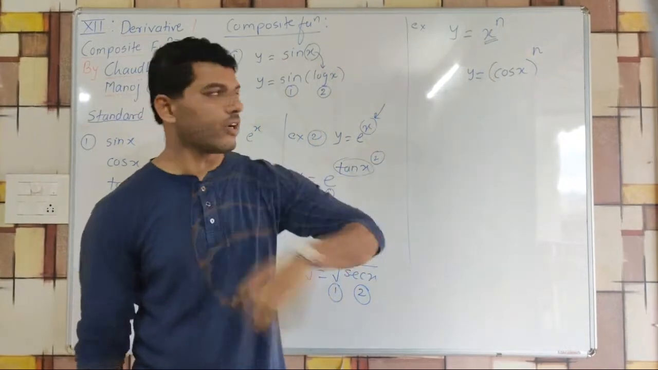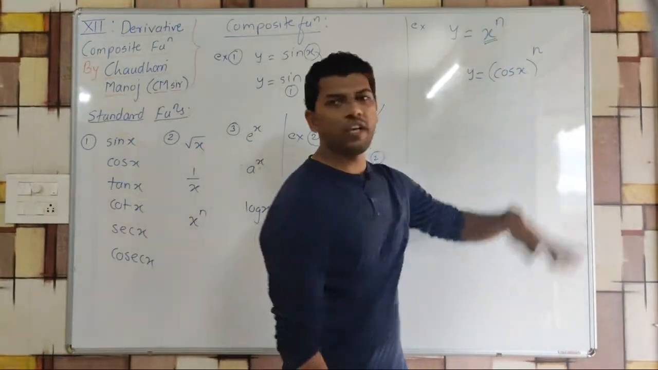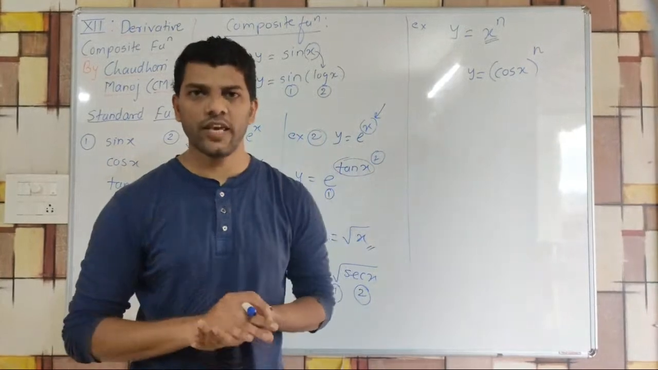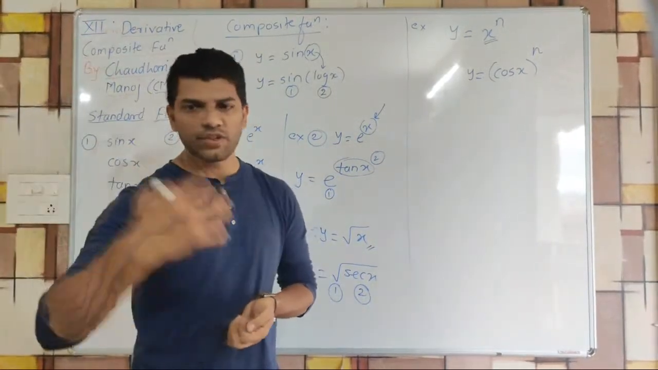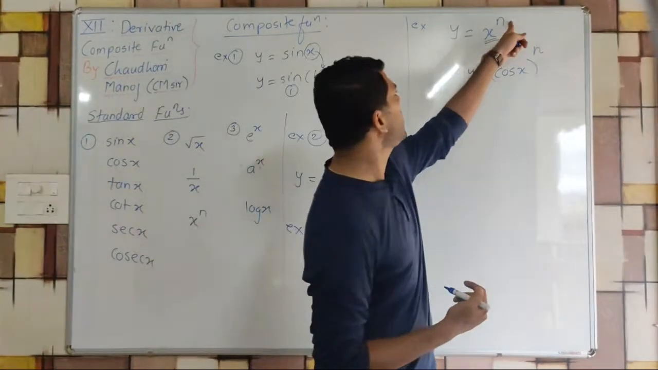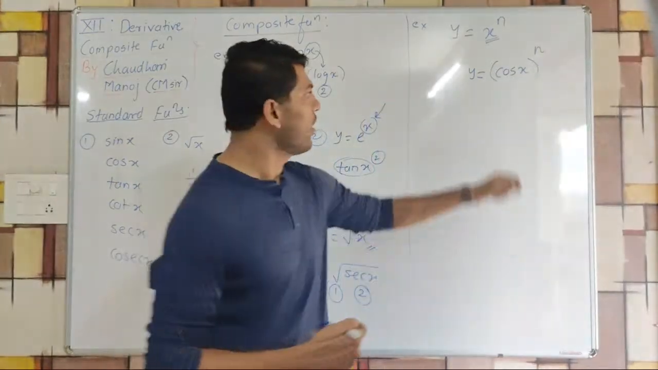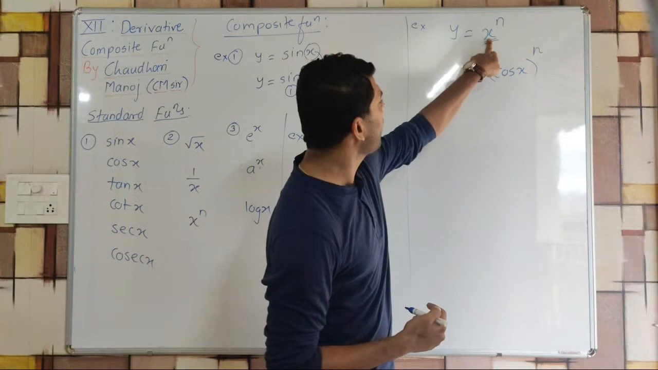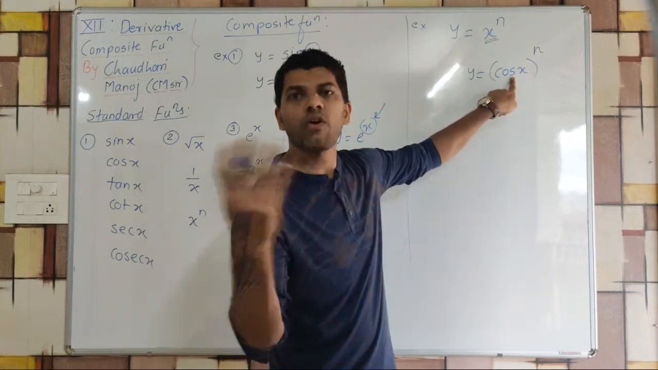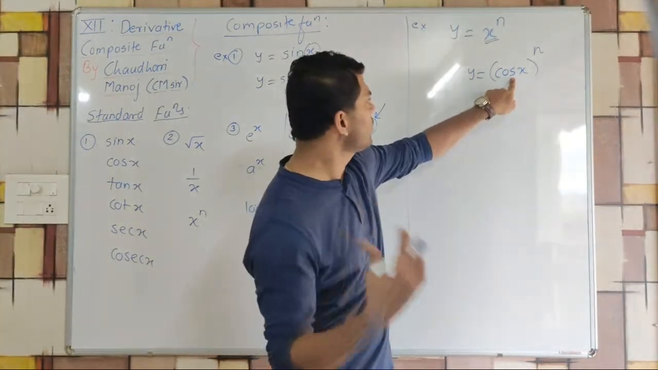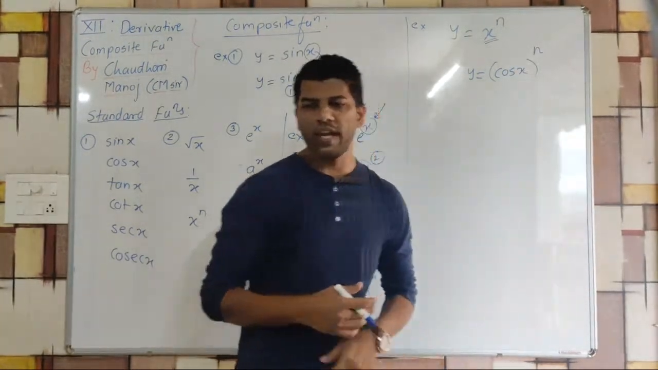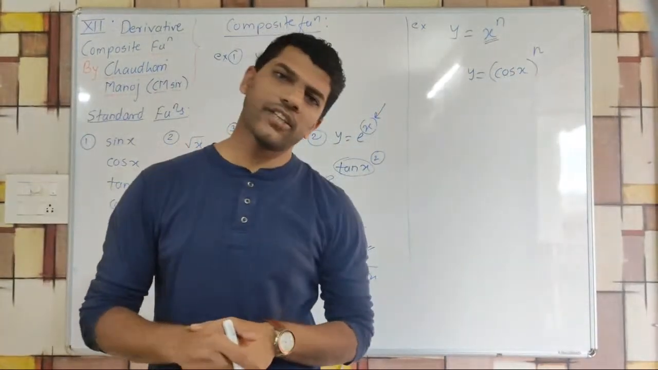x raised to n. So understand friends, this x raised to n is a standard function. x raised to n is the original function. n is a constant, like x raised to 7, x raised to 5, x raised to 3. So this x raised to n is the original function, and let's say I am replacing this x using cos x. So this is cos x raised to n.